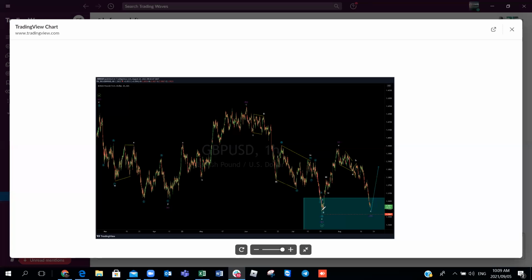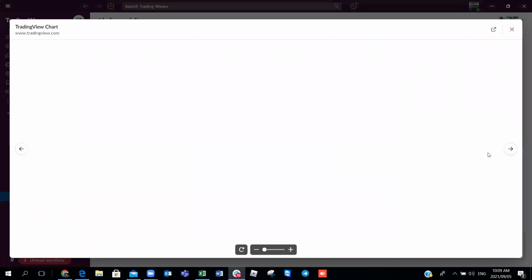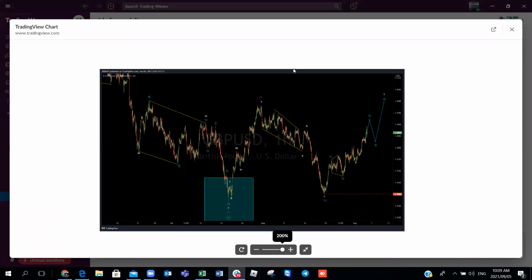So pound US dollar, we've already had this one reversing from the blue box and has made this impulsive move. We're expecting this to continue to the upside. A couple of weeks ago, when it made a move here, a retest of the blue box, we expected it to go to the upside. And now we've got pound US dollar pushing to the upside as follows, right from the blue box as expected.